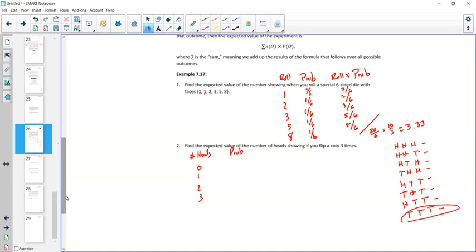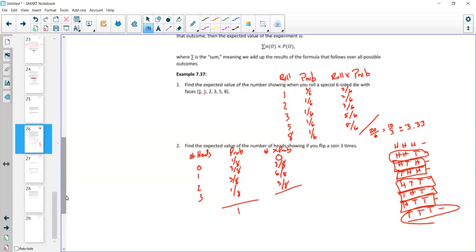So 0 heads: 1 out of 8. 1 head: here's 1 head, here's 1 head, here's 1 head. 3 out of 8. 2 heads: here's 1, 2, and 3. 3 out of 8 as well. And then 3 heads, 1 out of 8. Notice adding these, we get 1. So now I take the number of heads times the probability and get 0, 3 eighths, 6 eighths, and 3 eighths, which gives me 12 eighths or 1.5.